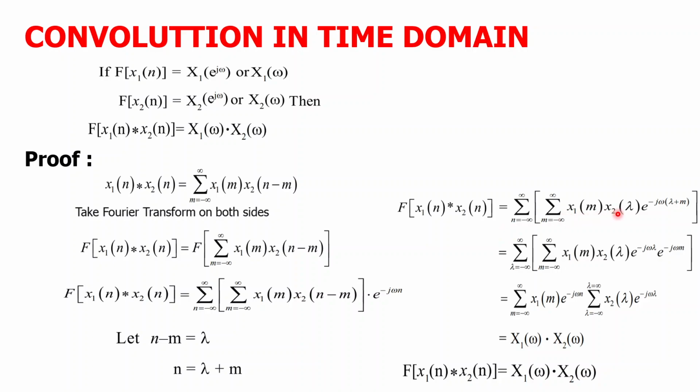Likewise we will interchange the variables and put it into the format X1 of omega. This is X1 of omega and this is X2 of omega, so that convolution in time domain will lead to multiplication in frequency domain. This is the convolution property, a very important property. It will be a frequently asked question.